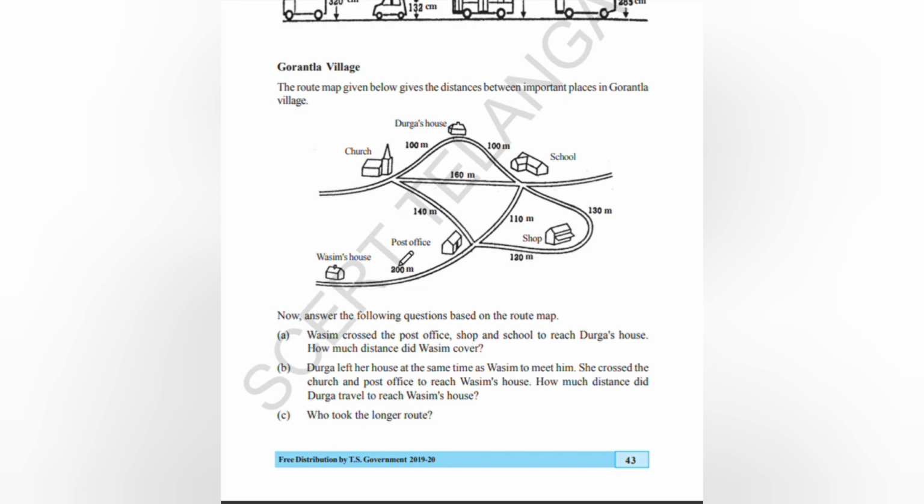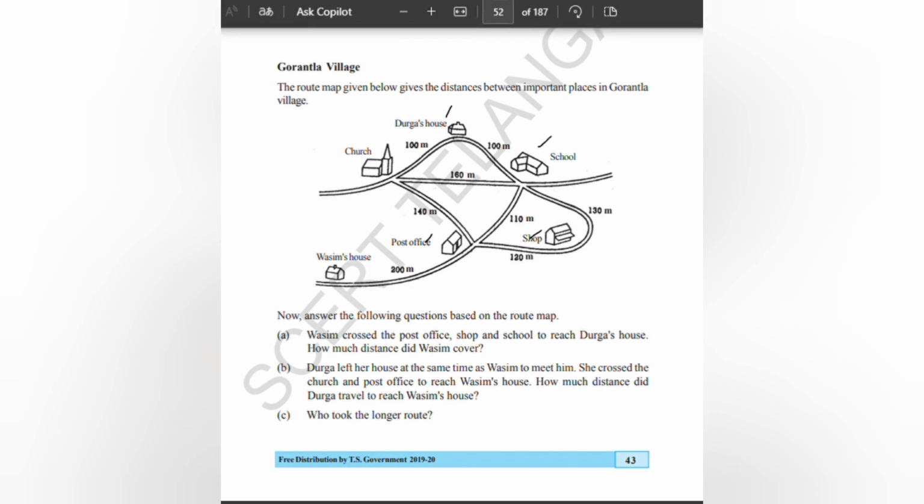Read the question once more. Wasim crosses the post office. Here is the post office. Then shop. Here is the shop. Then school. Here is the school. To reach Durga's house. Here is Durga's house. How much distance did Wasim cover? So we have to calculate the distance covered in each region.